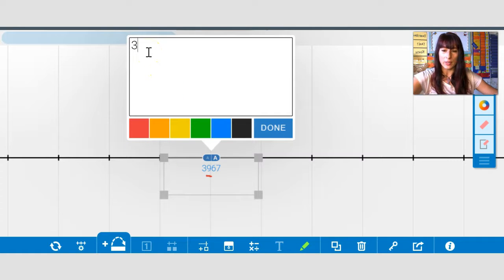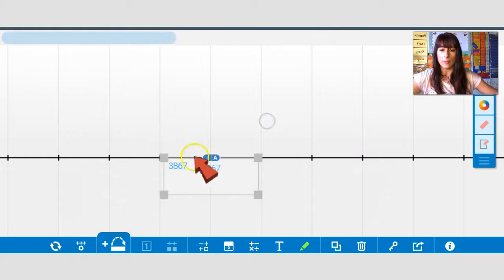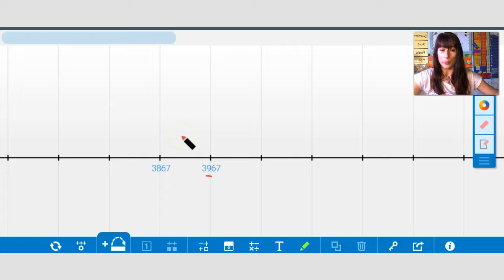So let's put the number 3,867. I'll copy the other numbers. The only number I changed is the place value of hundreds. So now I have this number 3,867, and 3,967. The number that we will put in our slides is 3,867. So this is how you use your number line.